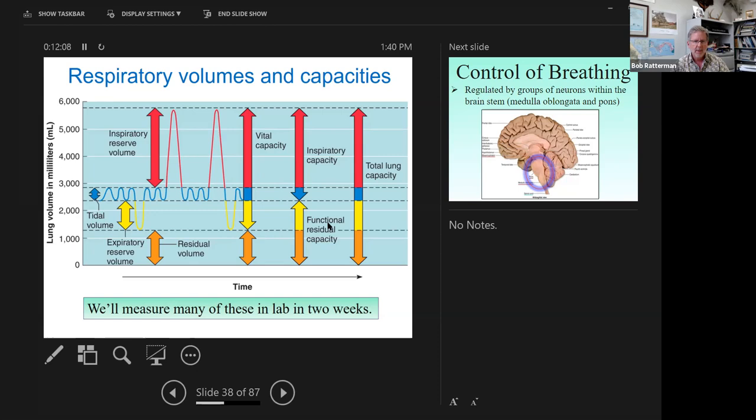I wish we could have used the spirometers, but I just think, given the situation, we probably shouldn't be doing that.